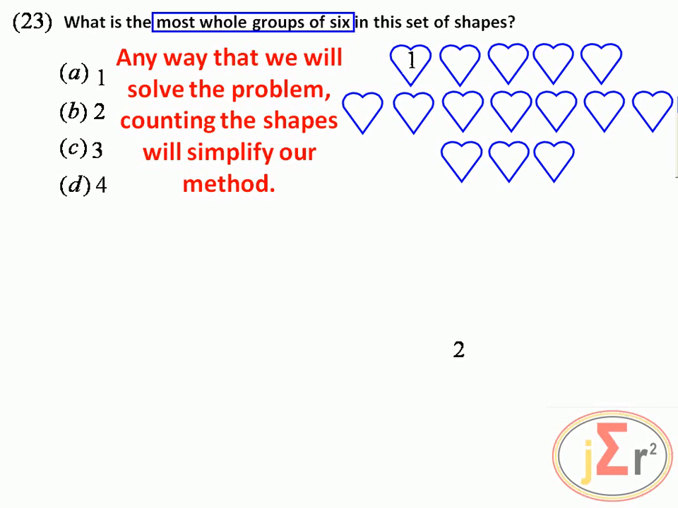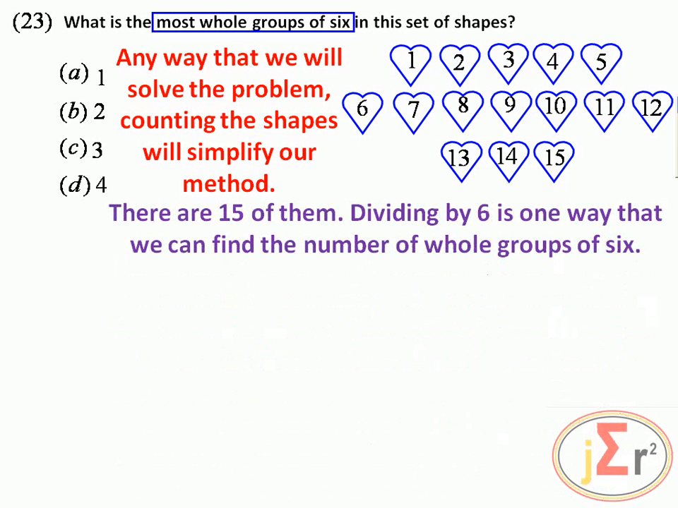It is good if we know how many of them there are, right? Yes. Even if we are not counting all of them at once, we still need to count. So we count, and we have how many of them in all? 15. There are 15 of them. Dividing by 6 is one way that we can find the number of whole groups of 6. So we will take 15 and divide 15 by 6. 6 into 15, Jerry. 2 times.